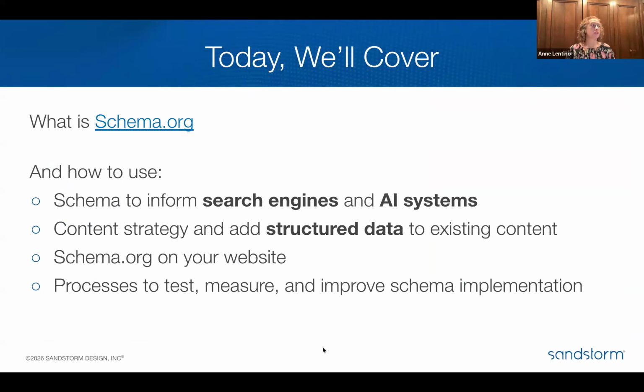So here's what we're going to cover today. We're going to start with a brief overview of what Schema and schema.org, the platform, are. And then we're going to talk a little bit about how we use Schema to help inform search engines and different AI systems. And then we'll also talk about content strategy to help map to those schemas and looking at implementing Schema on your website, and then how we test, validate, and iterate on that going forward.